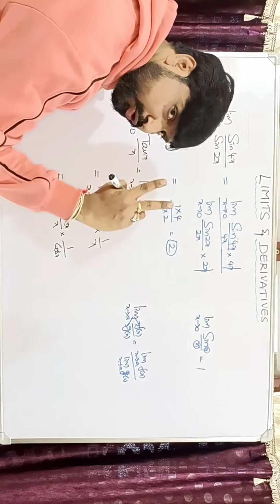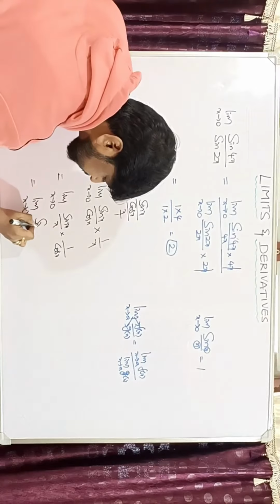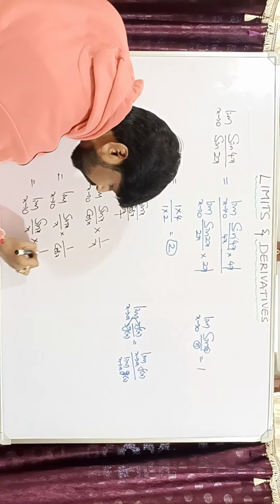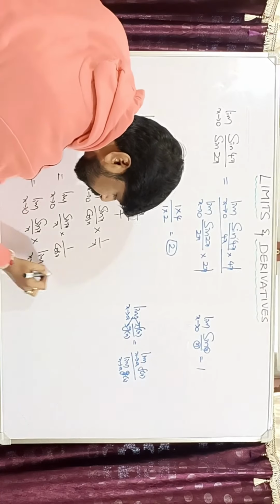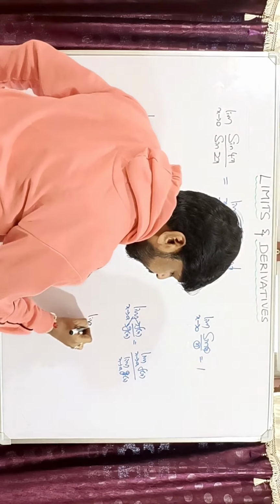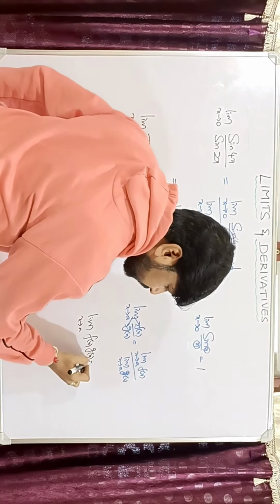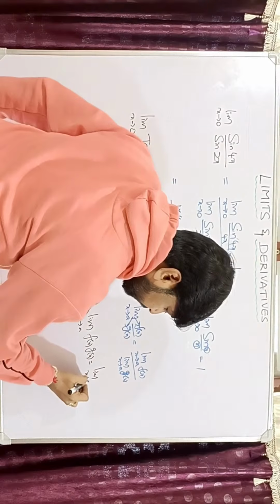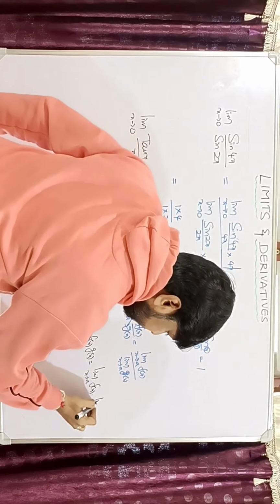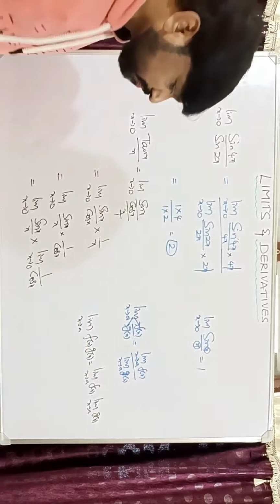I want to write two individual limits. Limit x tends to 0 of sin x by x, into limit x tends to 0 of 1 by cos x. Which property did I apply? Limit x tends to a of f of x into g of x is equal to limit x tends to a of f of x into limit x tends to a of g of x. This property I applied, isn't it?